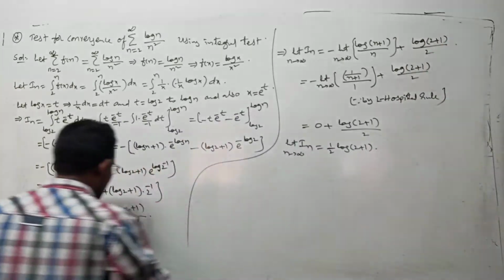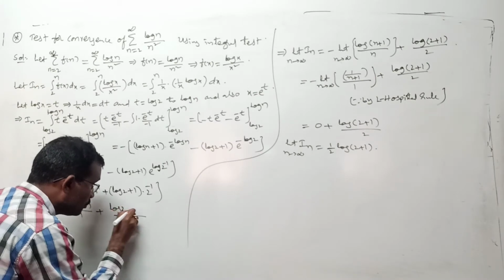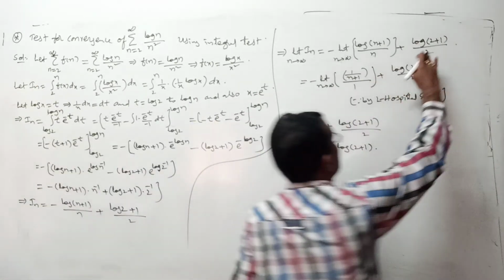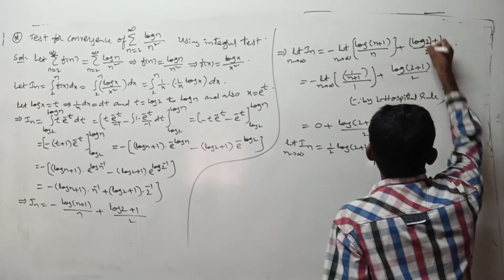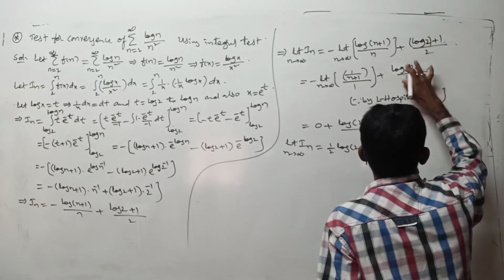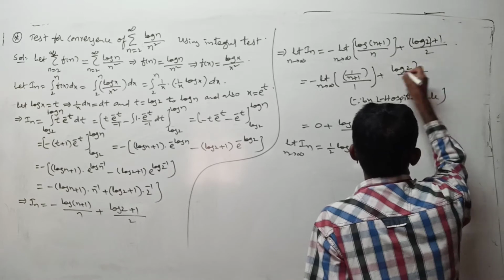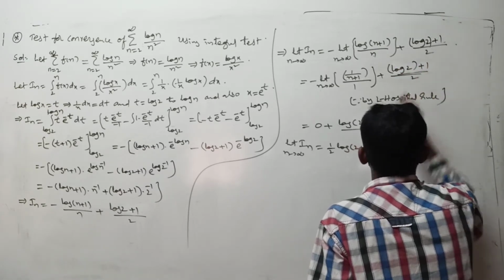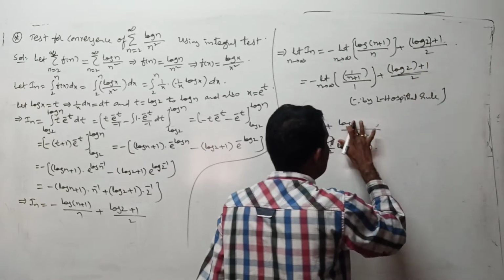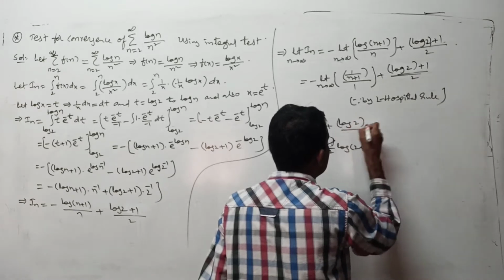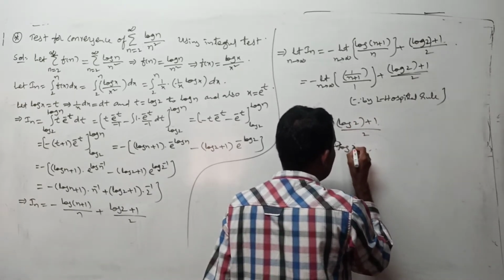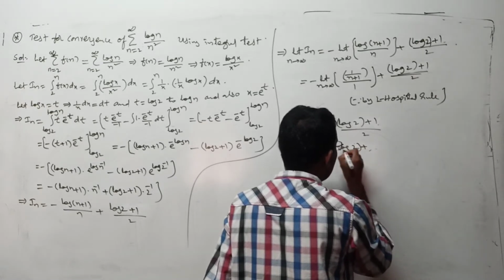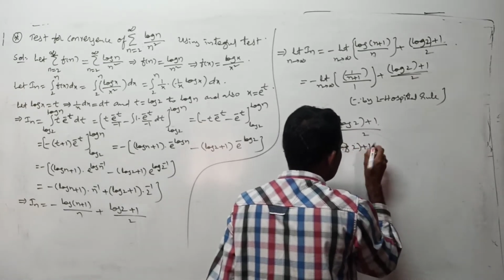From here onwards, log 2 plus 1. Be careful. Here also log 2 plus 1. Clearly write like this, it is better. Log 2 plus 1, right? Here also, log 2 plus 1, here 1 by 2 into log 2 plus 1.